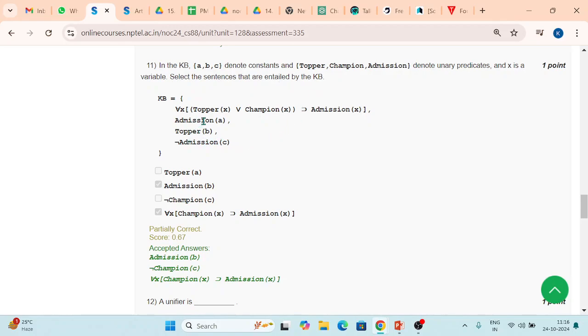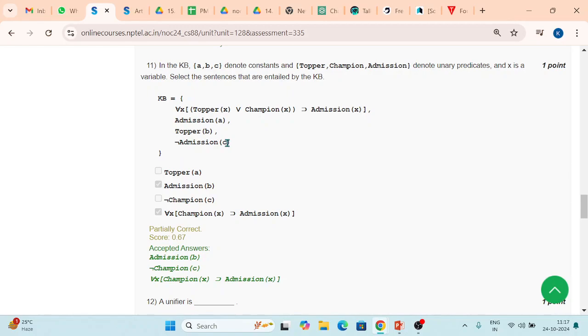So if we consider this as P or Q implies, yes, like this. If this is true and this is true, both are true, then we can say that this is true. So what they had given: admission of A, this is true. Topper of B, and one more thing they had given, not admission of C.